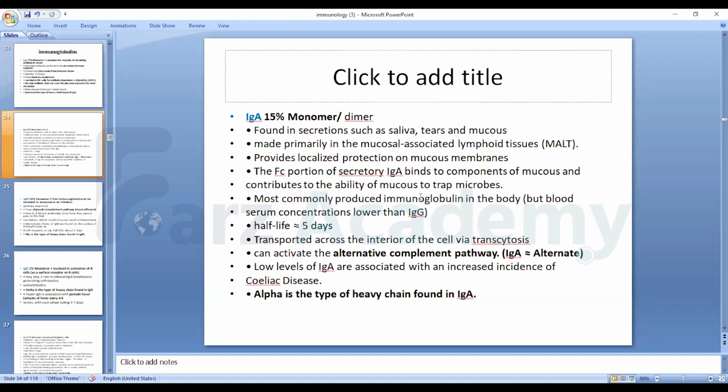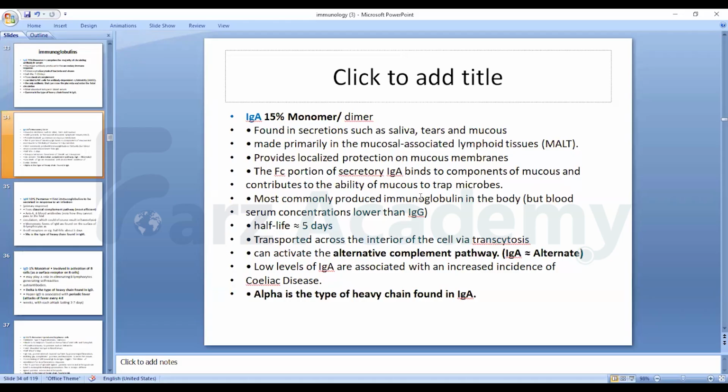The Fc portion of secretory IgA binds to components of mucus and contributes to the ability of mucus to trap the microbes. It is the most commonly produced immunoglobulin in the body, but blood serum concentration is lower than IgG. Half-life is 5 days, transported across the interior of the cell via transcytosis. Can activate the alternative complement pathway.